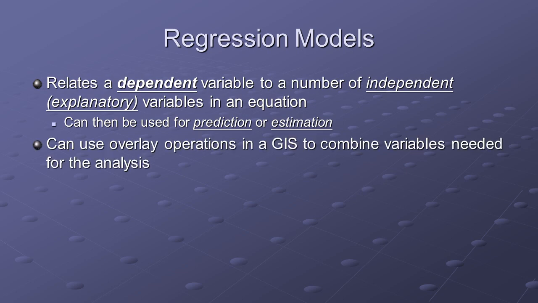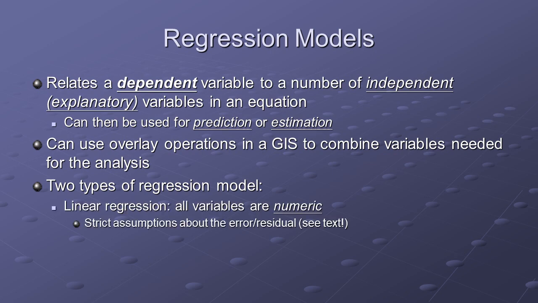You can use overlay operations in GIS to combine variables to make your analysis complete. If you know that certain combinations of things lead to certain other things, because you've done a regression and you're comfortable with the output, that certain combinations of variables will give you what you're looking for. You can simply do that in GIS.